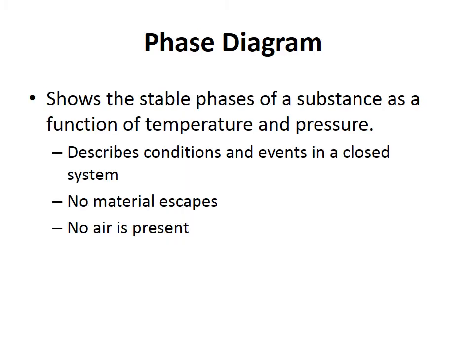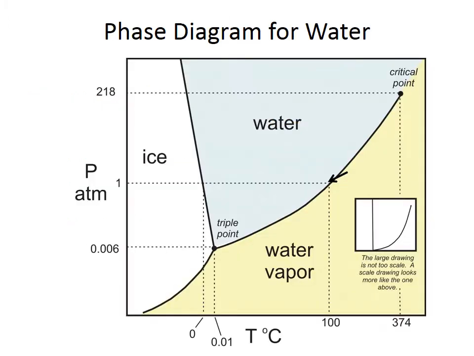So what is a phase diagram? A phase diagram shows the stable phases of a substance as a function of temperature and pressure. So it describes the conditions and events in a closed system. And that means that no material would escape or no air is present. So in that system, all we have is that pure substance. There is no interference from any air or any other particles, and no material would escape. So we keep the same amount of the substance within that system.